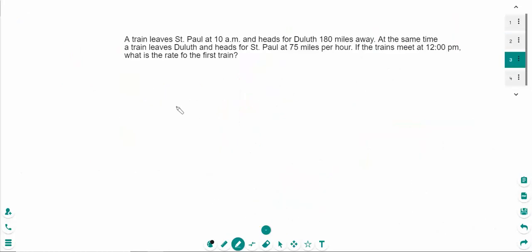So let's try another one here. A train leaves St. Paul at 10 a.m. and heads for Duluth 180 miles away. At the same time, a train leaves Duluth and heads for St.